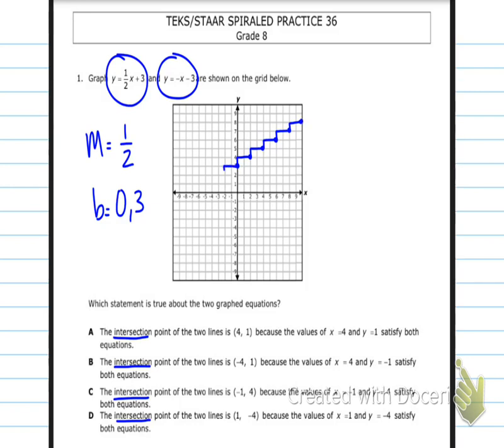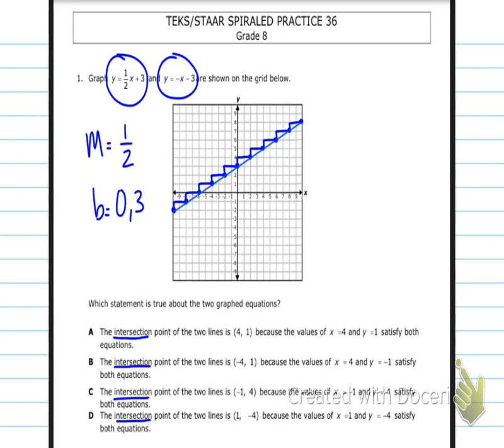Now, a big heads up here, this slope is positive. It should be going uphill like I'm showing you now. If the slope had said negative, my rise over run would be showing a downhill slope. All right, so there's my first line.